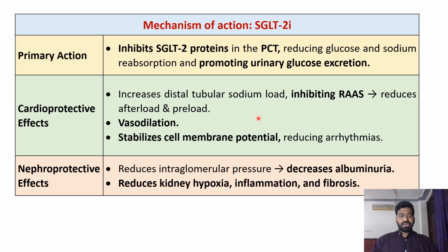Mechanism of action of SGLT2 inhibitors. The primary action is to inhibit the SGLT2 protein in the proximal convoluted tubule, thereby reducing glucose and sodium reabsorption and promoting urinary glucose excretion. Cardioprotective effects include increasing distal tubular sodium load, thereby inhibiting the RAS, and reducing afterload and preload. Vasodilation can help. They stabilize the cell membrane potential, thereby reducing arrhythmias. Nephroprotective effects include reduced intraglomerular pressure, decreased albuminuria, and reduced kidney hypoxia, inflammation, and fibrosis.